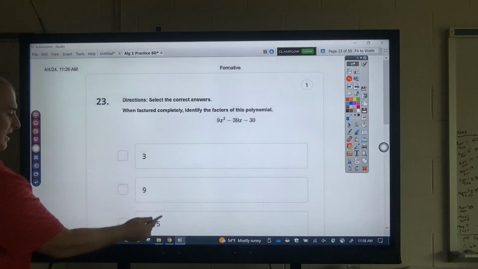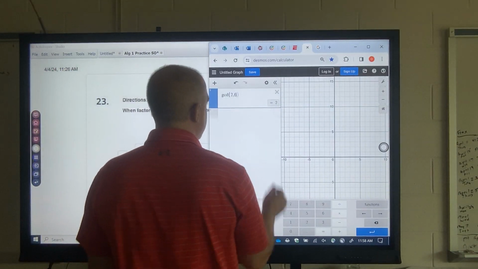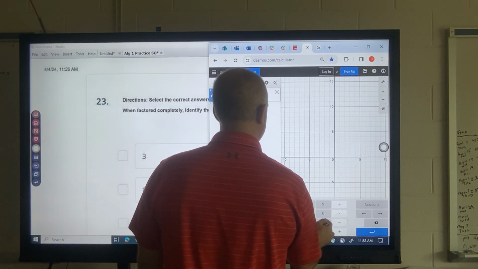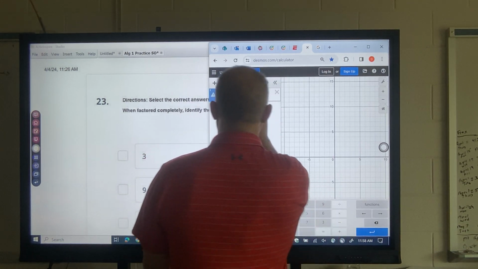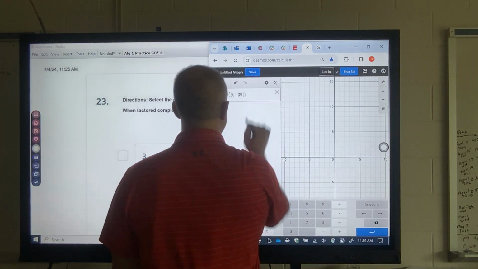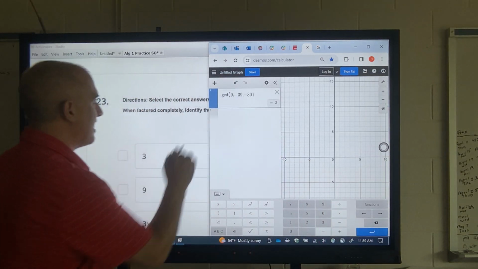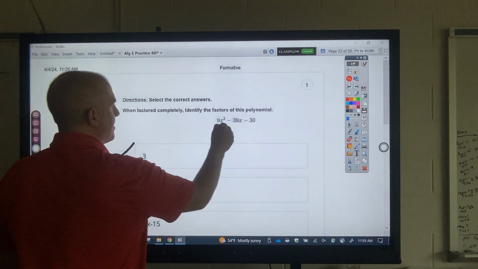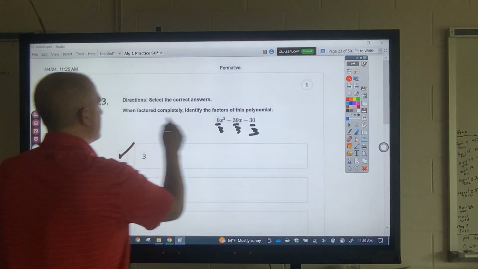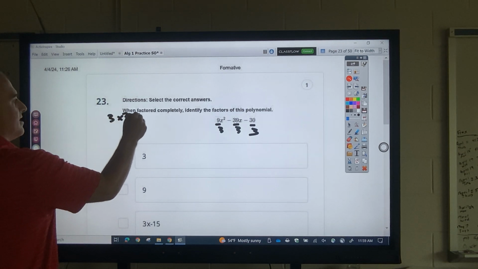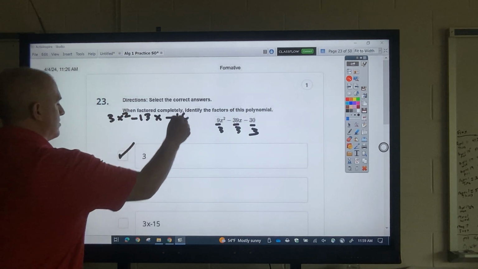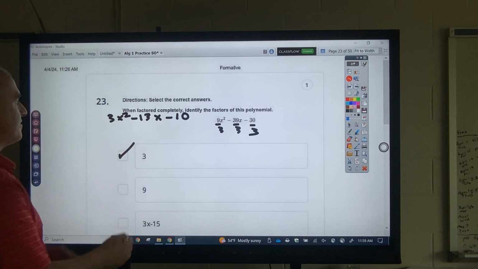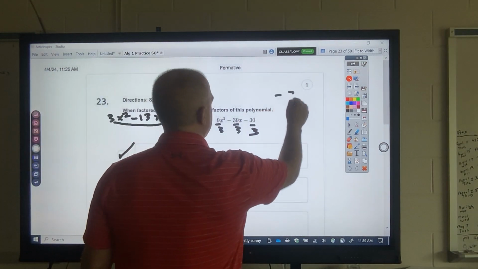So what I want to do, I got 9, -39, and -30. Now watch, this is important. I got a GCF of 3, so I have to select that, and then I divide these by 3, so that would be 3x squared minus 13x minus 10. So you've got to select that GCF and you have to divide it. 3 times -3 is -30.